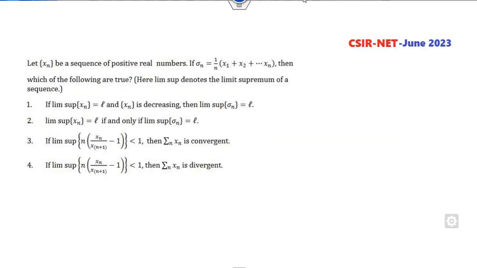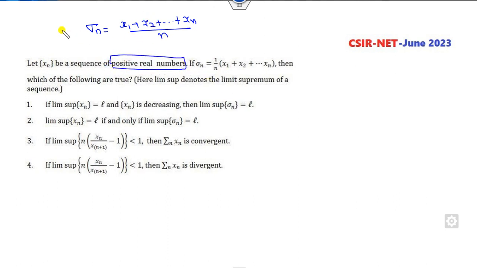Look at this another one. It's a June 2023 question. It's a sequence of positive real numbers such that x1 plus x2 up to xn divided by n, this is a positive real number.